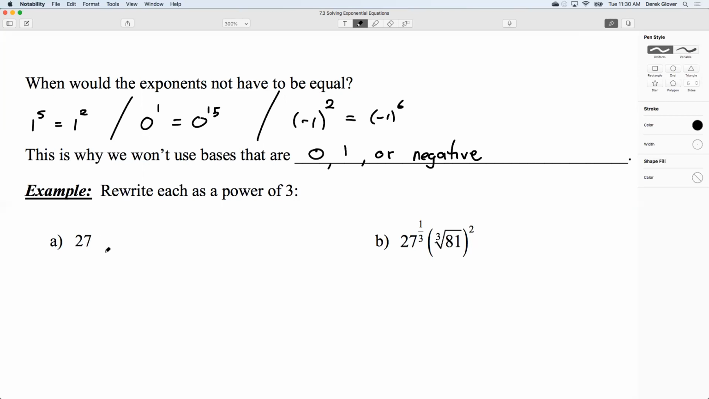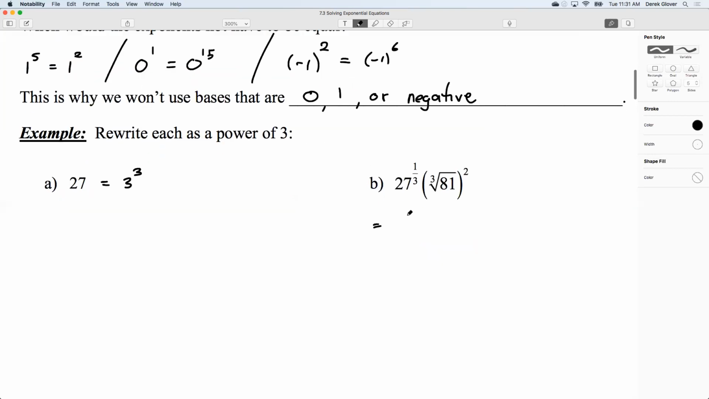So 27, that's 3 to the power 3. So we can use this idea that 27 is 3 cubed and 81 is 3 to the 4th. And we can rewrite this expression as 3 cubed to the power 1/3 times the cubic root of 81, which is 3 to the 4 to the power 3 over 2, or sorry, 2 over 3.